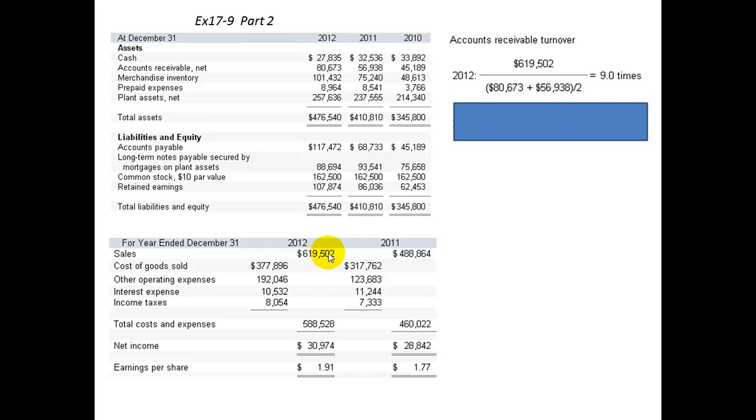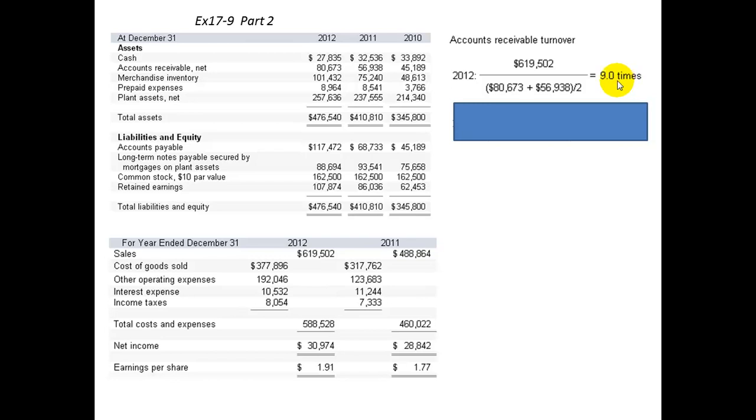And the average will be the ending balance of 2011's accounts receivable, which is really the beginning balance of 2012, plus the ending balance of 2012's receivables, which would be 80,673. Add those two pieces together, then divide by 2 to get a simple average. And our 2012 accounts receivable turnover is going to be 9 times, which means that we have turned our receivables over, that is completely collected them in a full year 9 times.